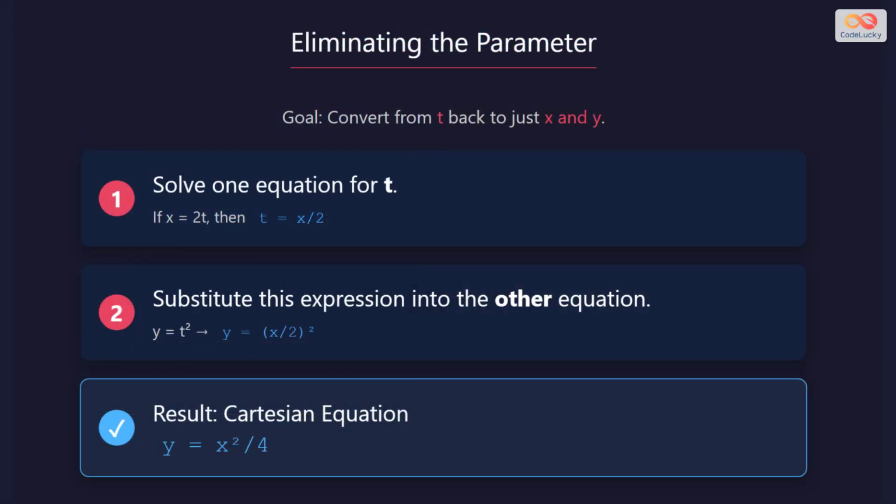Sometimes we want to convert back to a standard Cartesian equation involving only x and y. To do this, we eliminate the parameter. Step 1. Solve one equation for t. Step 2. Substitute that expression into the other equation. In this example, we recover the equation for a parabola.